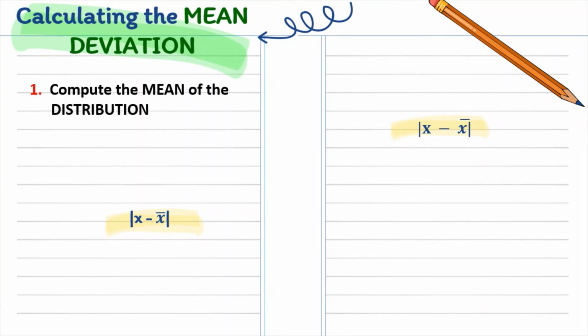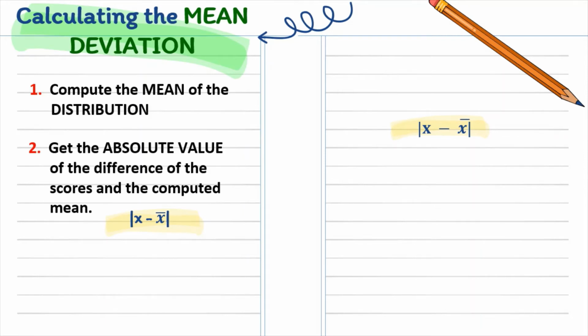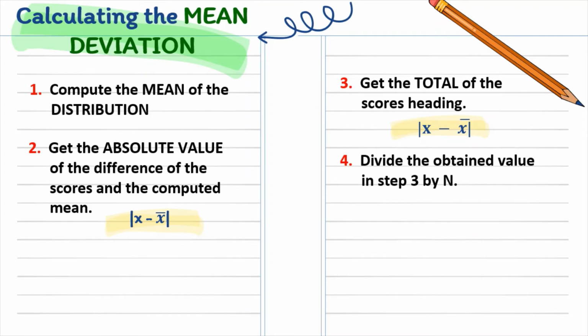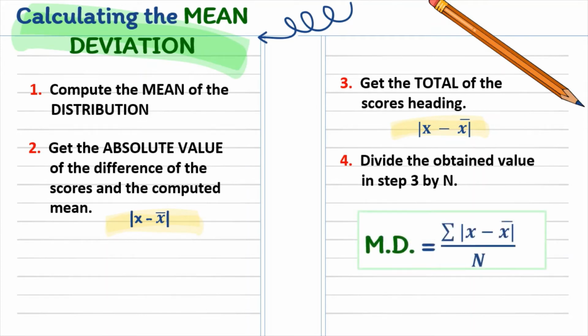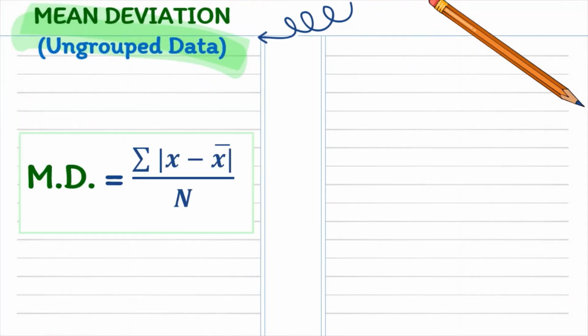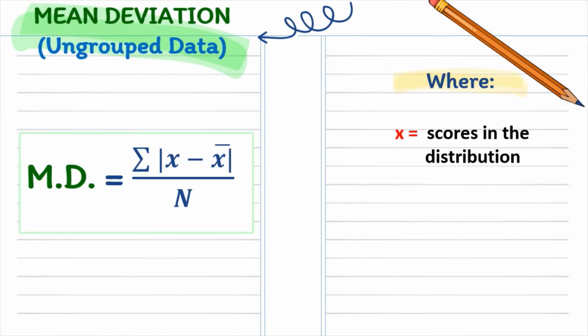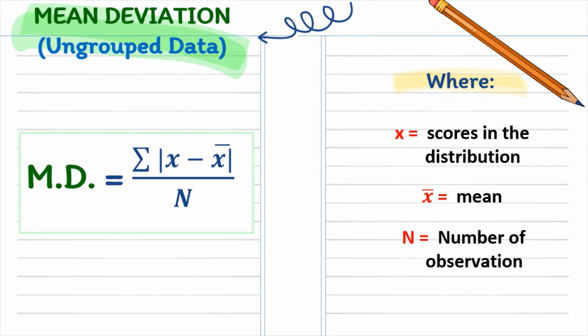So, how do we calculate the mean deviation? First, compute the mean of the distribution, then get the absolute value of the difference of the scores and the computed mean, then get the total of the scores heading, then divide the obtained value in step 3 by n. And then you can use this as the formula for ungrouped data, where x is the scores in the distribution, this one is the mean, and n is the number of observations, the total frequency.